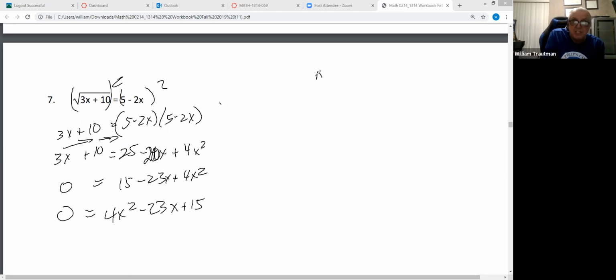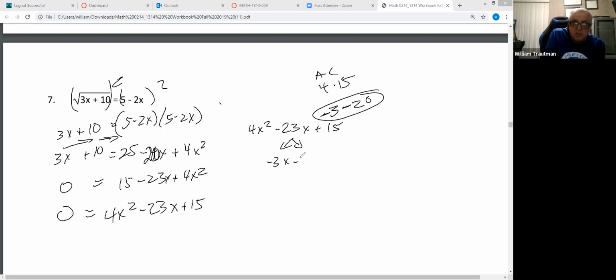Then we did the AC method, 4 times 15, and we used 3 times 20, which is a minus 20 and a minus 3. Okay, so I have 4x squared minus 23x plus 15 minus 3x minus 20x. All right, so this is where I'm at.